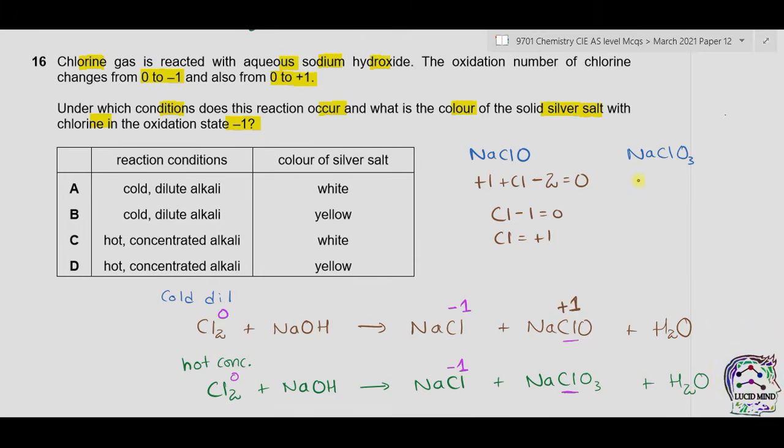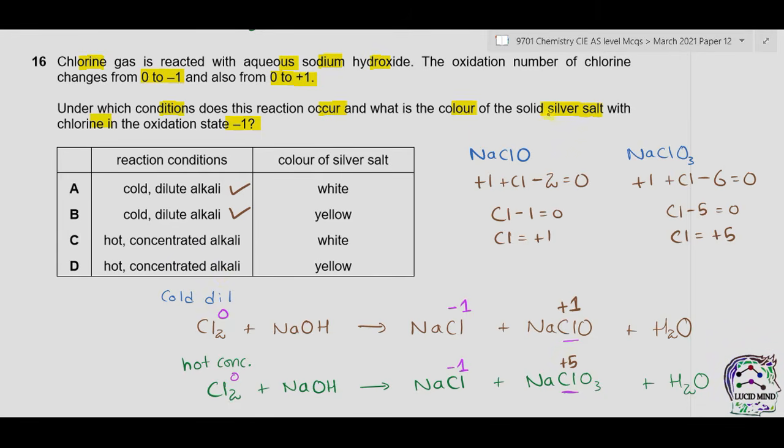In NaClO3 we have one sodium, one chlorine, and as there are 3 oxygens, it is -6, overall charge is 0. Chlorine - 5 equals 0, so chlorine will be +5. This is the oxidation state of Cl. As the question says it changes from 0 to -1 and 0 to +1, it means it is cold dilute alkali, not hot concentrated alkali.